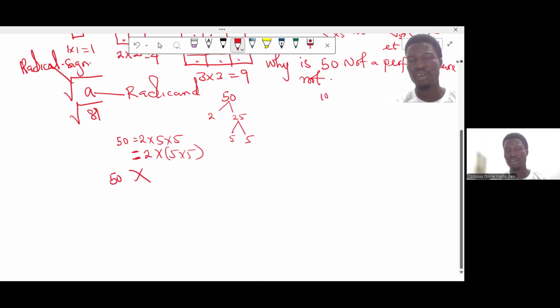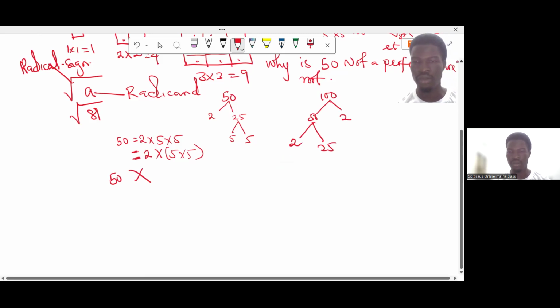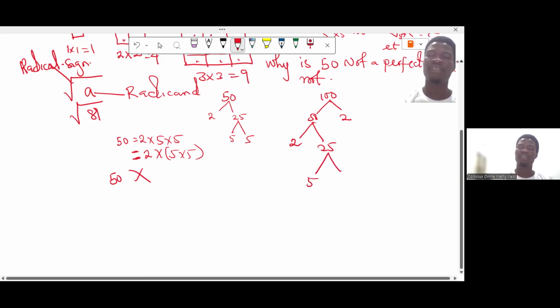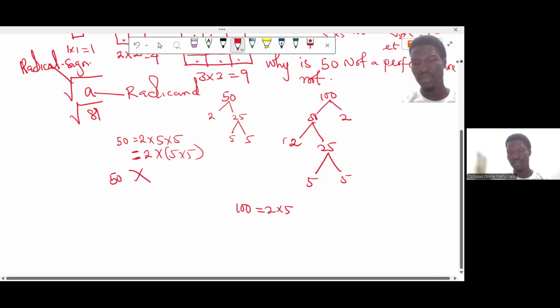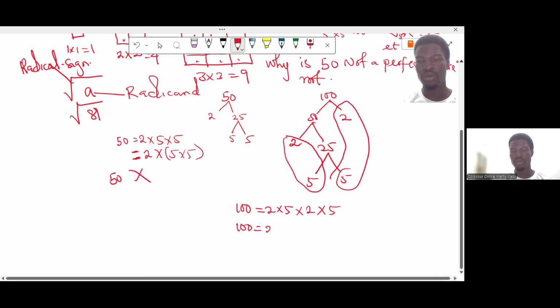Now let's look at 100 on the other hand. 100 is 50 multiplied by 2. 50 is 2 multiplied by 25. And then this 2, nothing can be done to it. This 25 is 5 multiplied by 5. Now, let's write this together. 100 equals 2 multiplied by 5, then 2 multiplied by 5 again. So now we're going to have 100 equals 2 multiplied by 2 multiplied by 5 multiplied by 5.